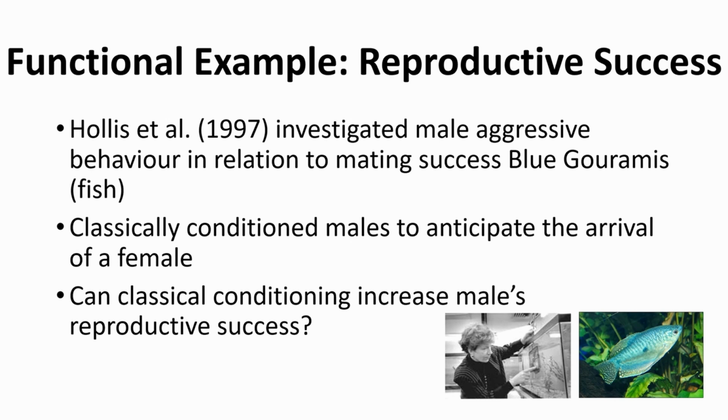Now, Hollis's group were investigating male aggressive behavior as it related to mating success in a species of fish called blue gouramis. Again, pronunciation's not fantastic here today, but these fish tend to exhibit aggressive territoriality. Specifically, the males tend to aggressively protect their territories. So they will initially act aggressive towards females until they realize that they're not actually another male.